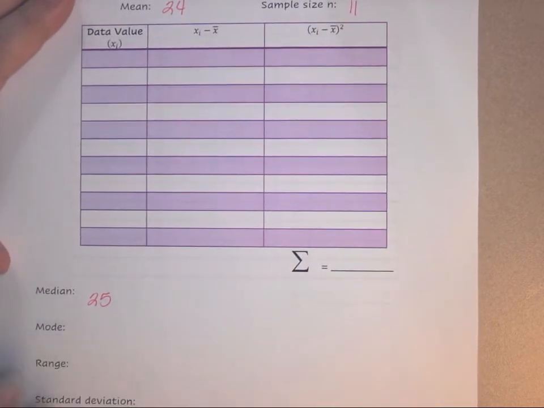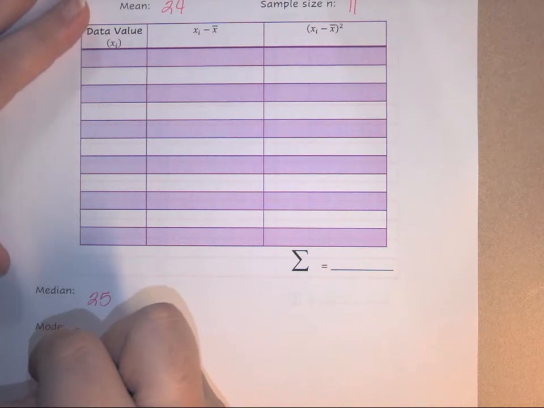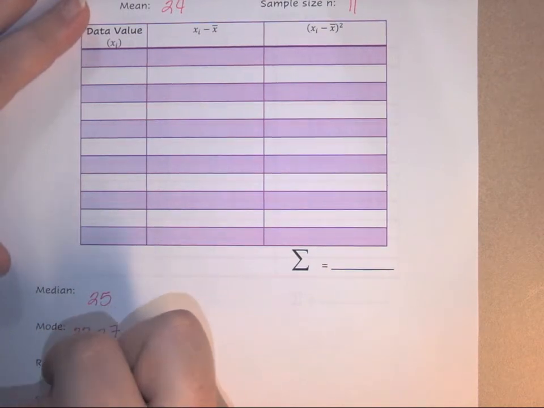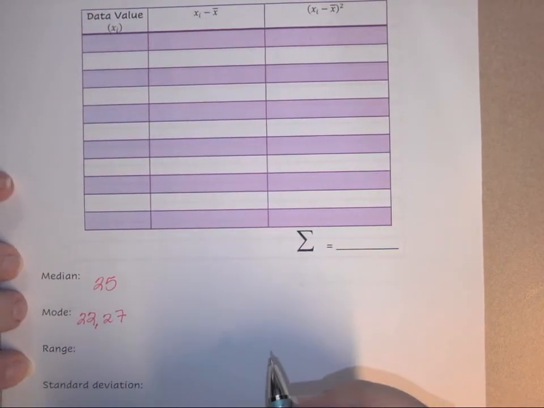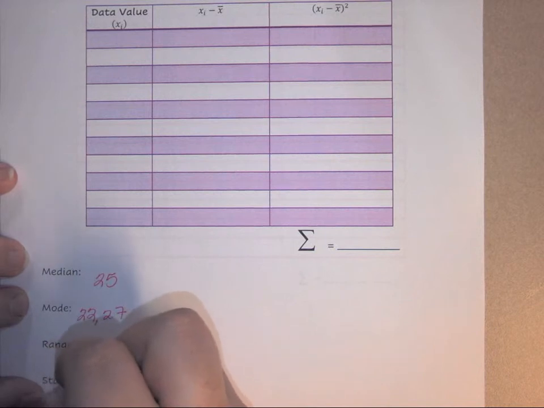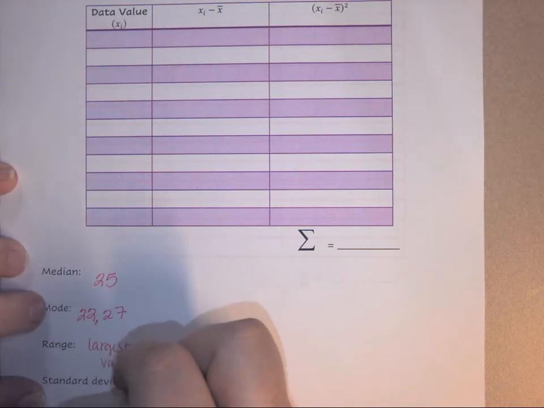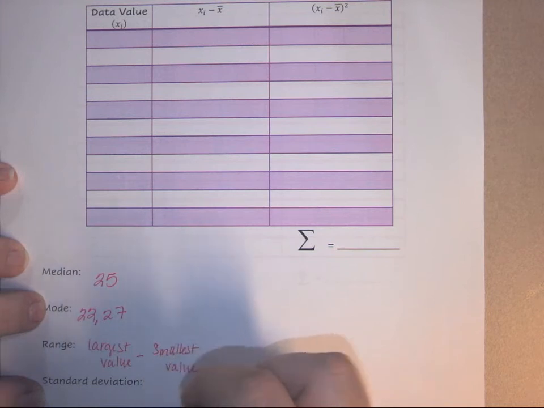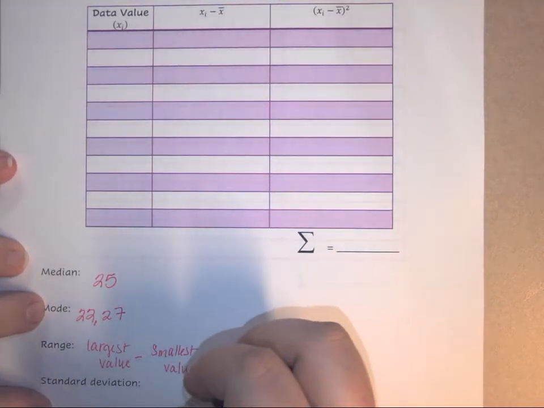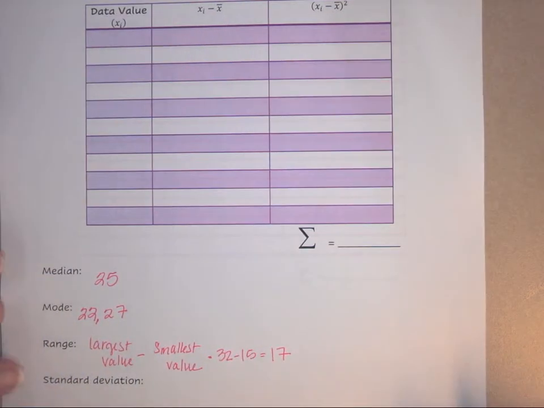The mode is talking about the ones that occur most often, and in this case we have 22 and 27 that both occur most often, so it's bimodal. My range is going to be your largest value minus the smallest. So in this case, that's going to be 32 minus 15, which is going to give me 17 as a result. And then we have standard deviation.